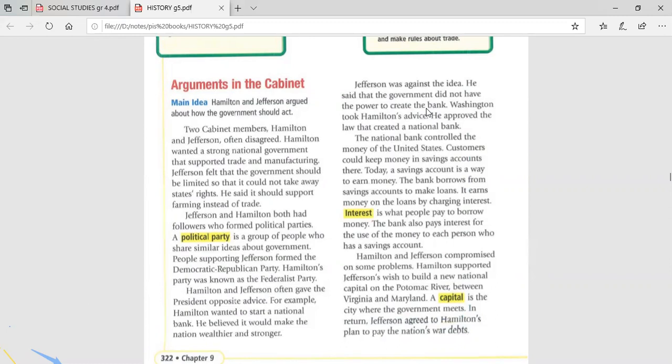He thought that the government didn't have the power to start a bank. So Washington, what did he do? Jefferson said to him, don't start a bank, but Hamilton said to him, you have to start a bank because the bank is very important in America's economy. But at this point, George Washington accepted Hamilton's advice and approved a law to create a national bank.